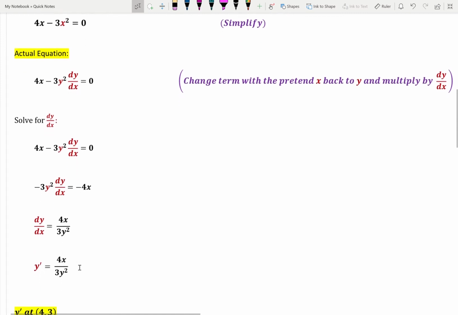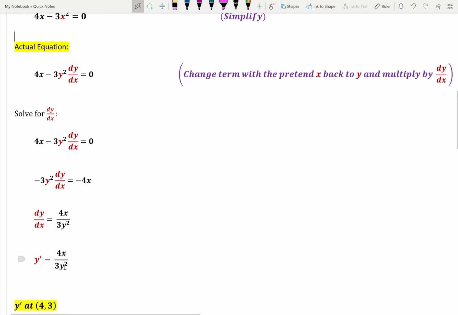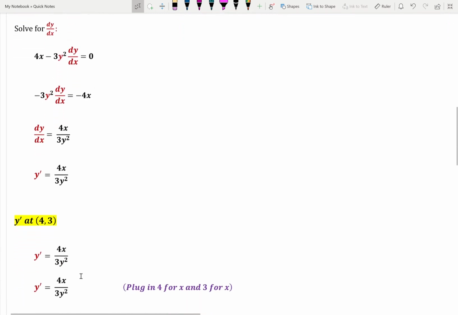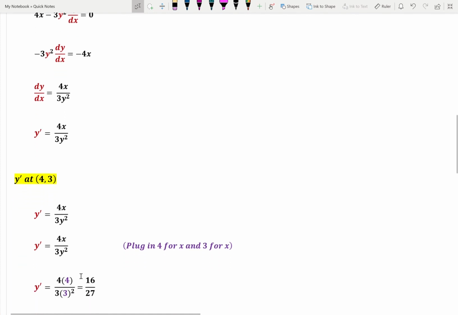Now, the other part of the question is they want us to evaluate y prime for when x equals 4 and y equals 3. So guess what the last step is? We literally just plug in 4 for x and 3 for y. So what do we get? There we go: 16 over 27.